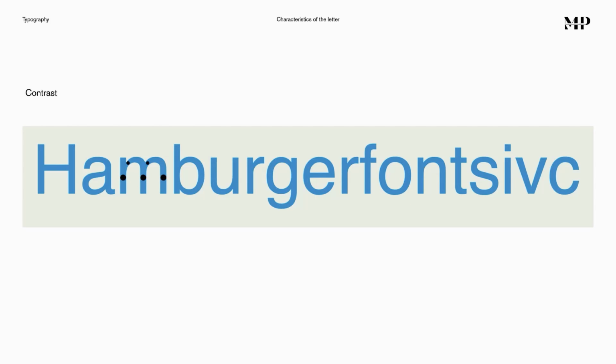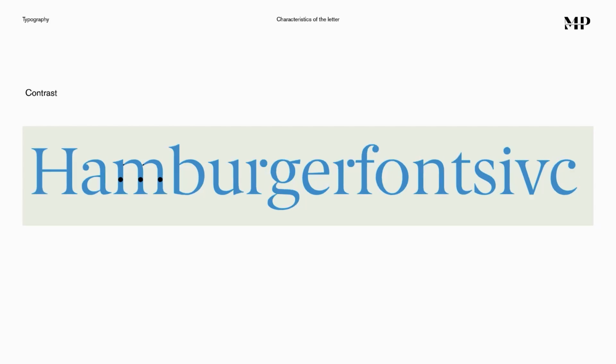contrast. In this case, since the typography is sans serif, even though there is slight modulation, we see how the contrast is much lower. In many sans serif fonts, there is even no contrast. The stroke is consistent throughout the entire typeface. Here, finally, we see another example where the contrast is even greater.